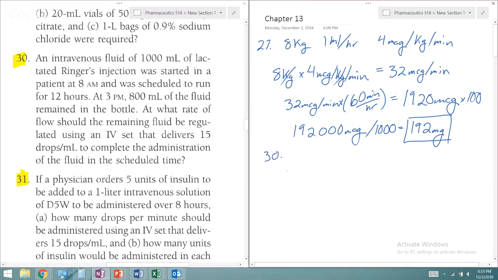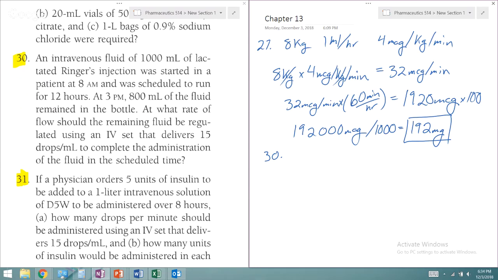All right, an intravenous fluid of 1,000 ml lactated Ringer's injection was started in a patient at 8 a.m. and was scheduled to run for 12 hours. At 3 p.m., only 800 ml of the fluid remained in the bottle, so only 200 ml was used. At what rate of flow should the remaining fluid be regulated using an IV set that delivers 15 drops per milliliter to complete the administration of the fluid on the scheduled time? So the nurse probably came in and went, "Oh, that's not good."